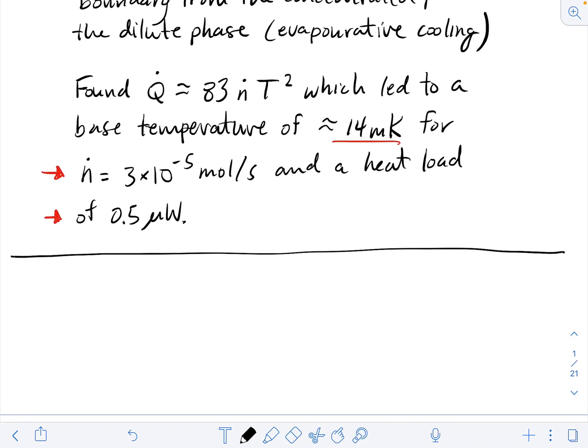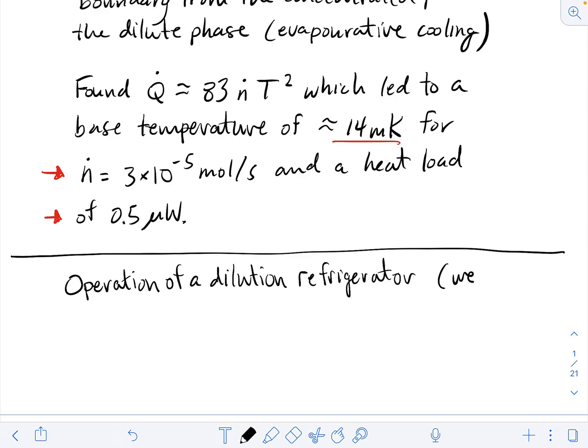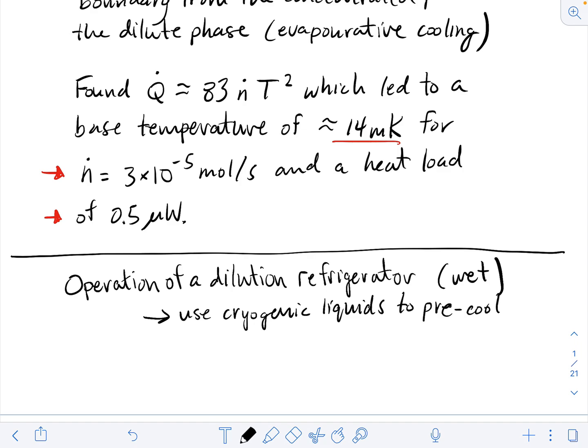And so the operation of a dilution refrigerator. What I'm going to talk about is the operation of a wet dilution refrigerator. And what wet means is that we're going to use cryogenic liquids to pre-cool the system. I'll say something briefly about dry dilution refrigerators at the end.